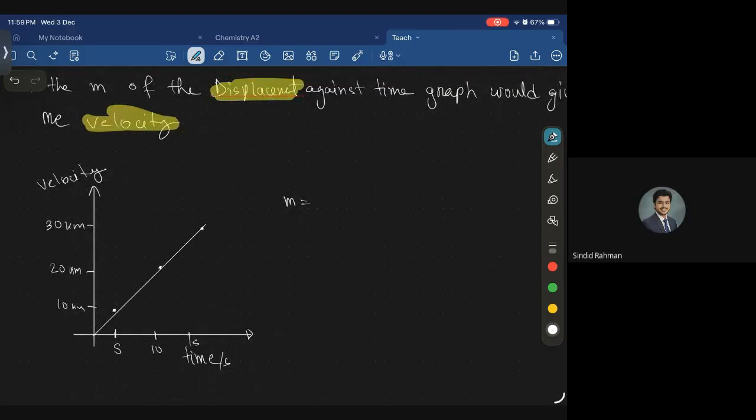Rise over run, right? The rise here is velocity, which is change in velocity, right? The rise is change in velocity, when the velocity was 0 and then the velocity is 30.